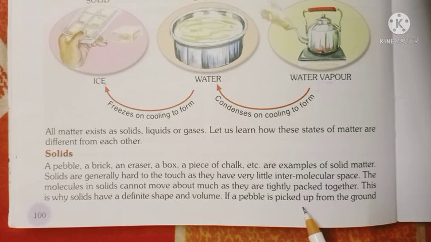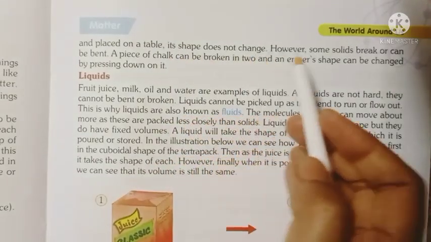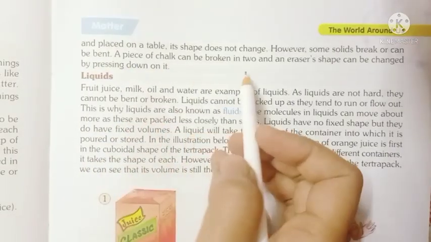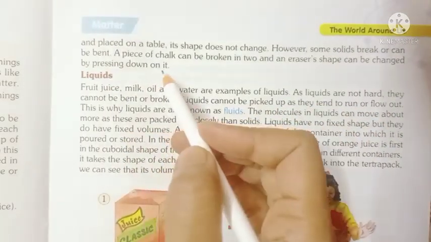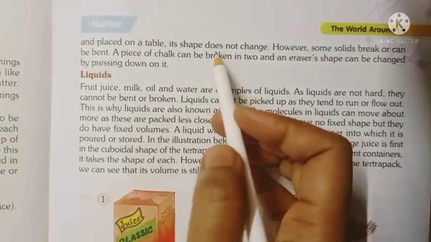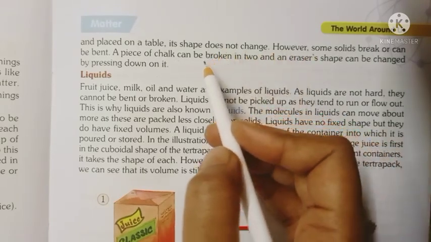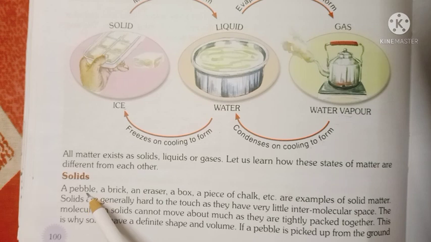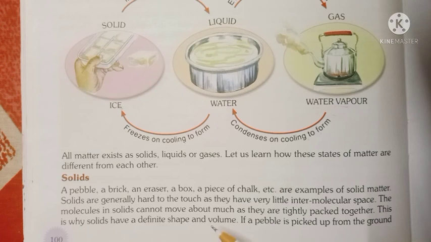If a pebble is picked up from the ground and placed on a table, its shape does not change. However, some solids break or can be bent. A piece of chalk can be broken into two, and an eraser's shape can be changed by pressing down on it. So, solid has weight, it has shape and volume. Solid shape can be changed by breaking, pressing or bending. Some examples of solids are pebble, brick, eraser, box, chalk, etc. And the molecules in solids are tightly packed together.